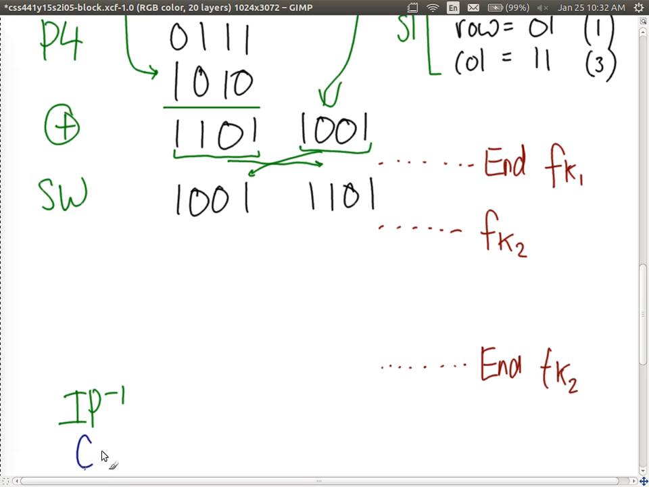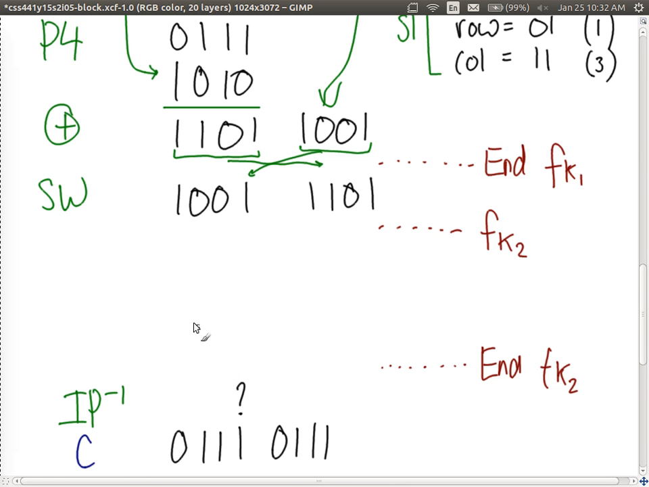And the 8 bits you should get, just by luck, the two halves are the same. And to give you a hint, so we can have a break, the inverse initial permutation is your homework. Find it. What is it?